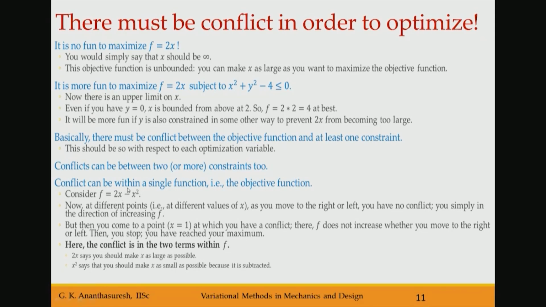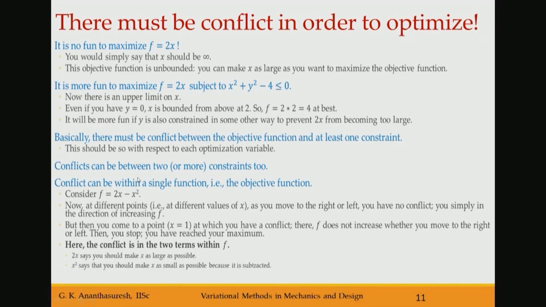So, as I increase x, it is not guaranteed that this f will always increase, right. So, there is a conflict. If I increase x, the first term increases, while the second term, along with the minus sign, will decrease. So, conflict can be there between the objective function and a constraint, or within the objective function, different terms can compete with each other as x is varied.